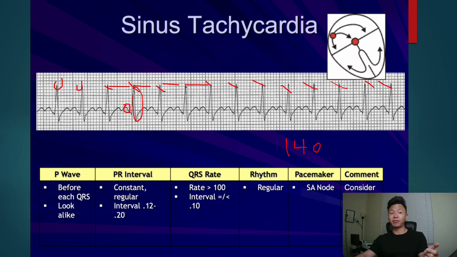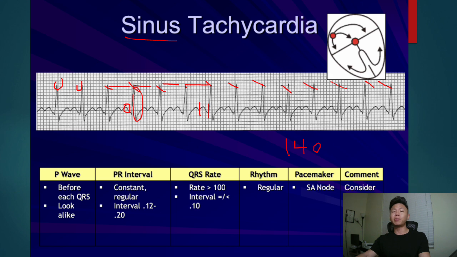It's just beating very fast. And then lastly, we look at the PR. So that's about 3 boxes. We said 3 to 5 boxes, right? So everything is normal except for the rate. That is what we call tachycardia, and it's sinus, so we have that sinus tachycardia as a term.